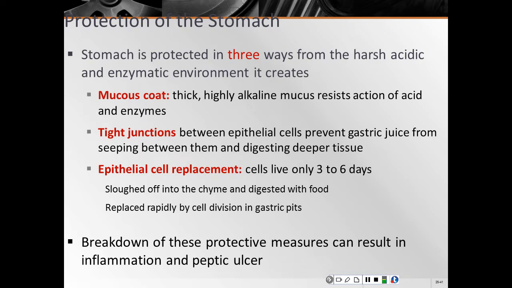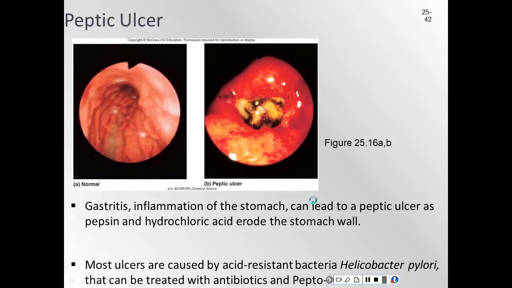Now breakdown of the protective measures can result in inflammation and peptic ulcers. So here we have a peptic ulcer. Gastritis is inflammation of the stomach. Itis means inflammation, and gast, with the R, deals with the stomach. It can lead to peptic ulcers as the pepsin and the hydrochloric acid start to erode the stomach. So here we have it right here. Now most ulcers are caused by acid-resistant bacteria, Helicobacter pylori, and they can be treated with antibiotics.